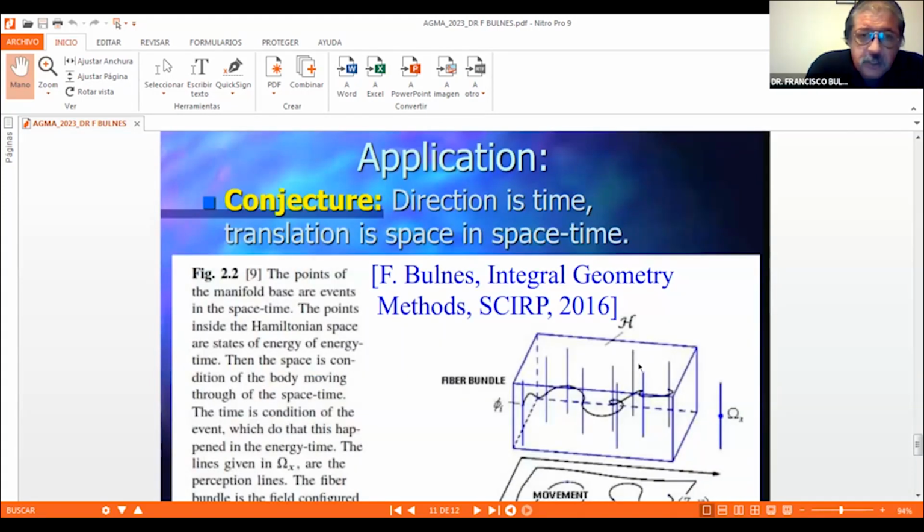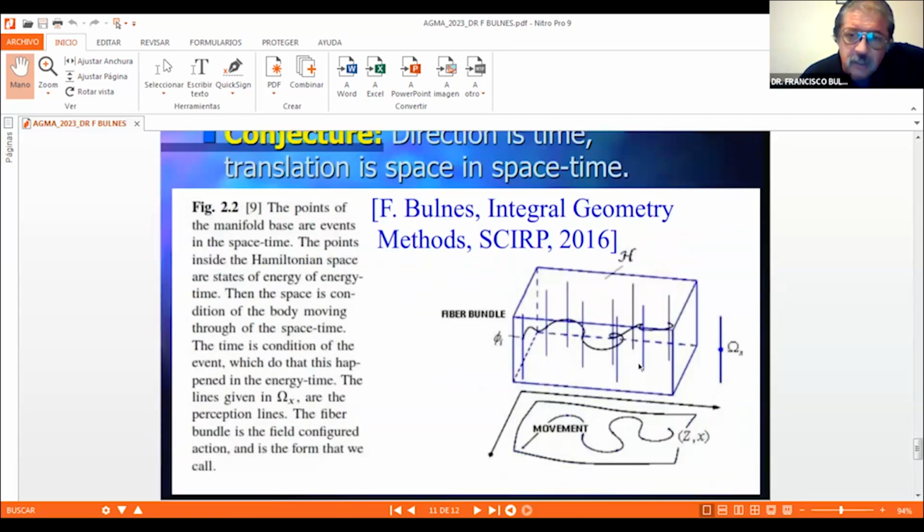As an application, we have the conjecture. Direction is time, translation is space in space-time. Direction is given by the curvature, and then the curvature is time. That is to say, we have a geometric interpretation of the time. And translation is given by this collection of the states, and you can see this picture.